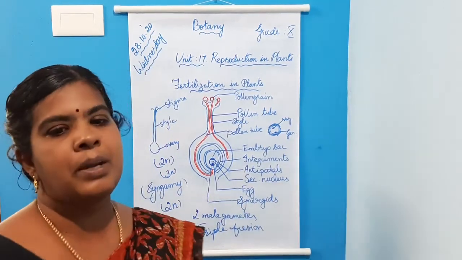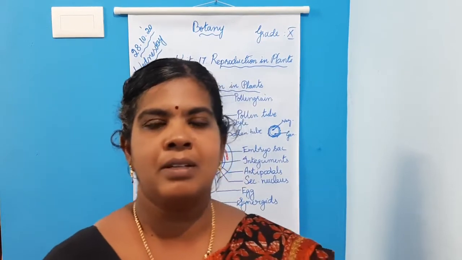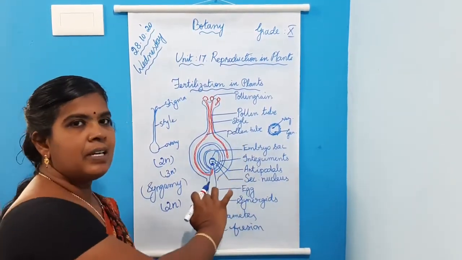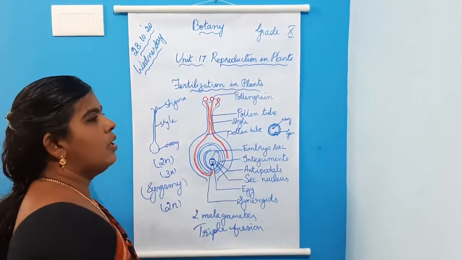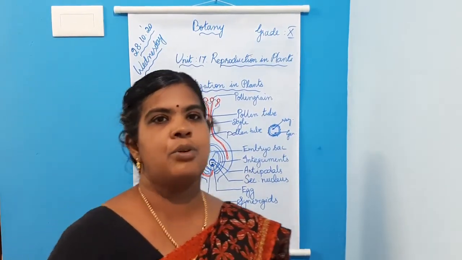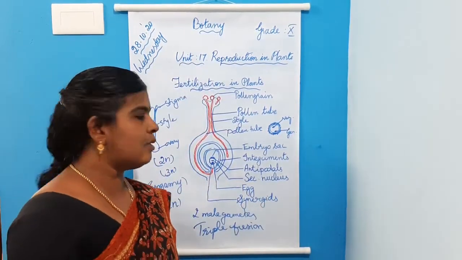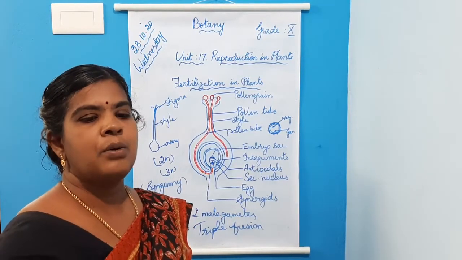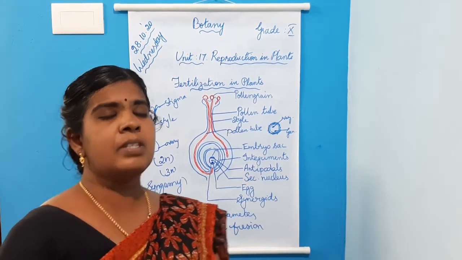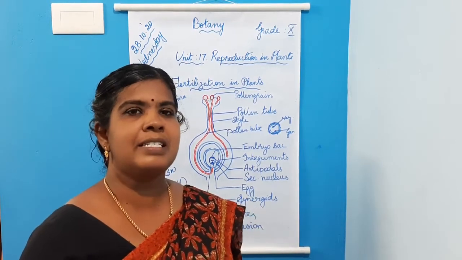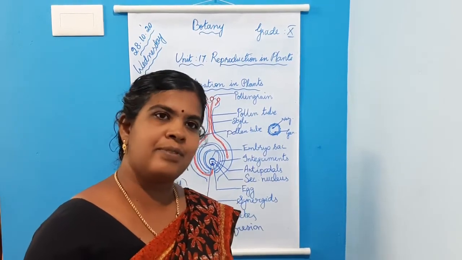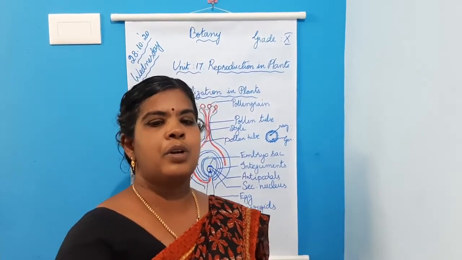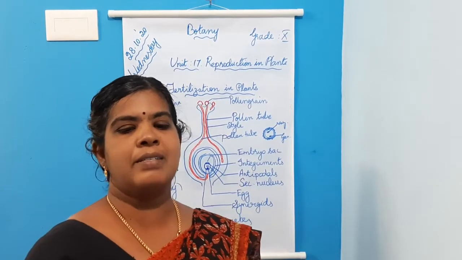This is called triple fusion. Now, one of the sperm fertilizes the egg and the other sperm fertilizes the secondary nucleus. This is called double fertilization. The second sperm fuses with the diploid secondary nucleus, which is called triple fusion. The sperm first fertilizes the egg and second it fertilizes the secondary nucleus, so it is also called double fertilization.